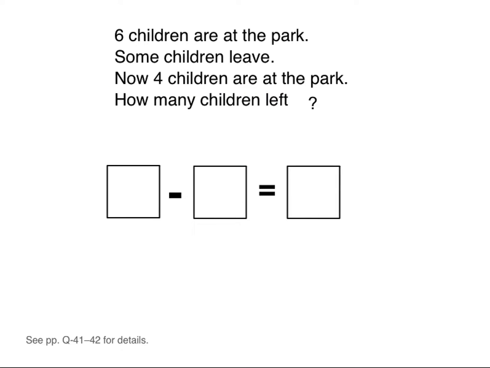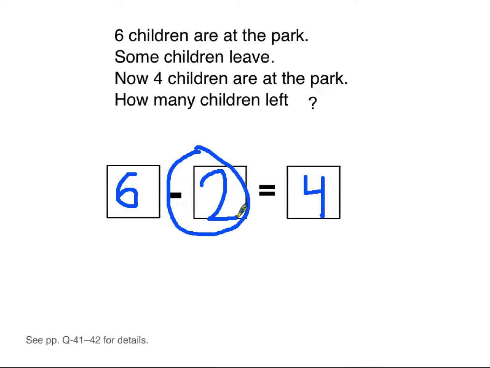How many children left? Well, we know we started with 6, so we should start with 6. Some children left, so we have to figure out this one. And 4 kids are left over at the park. So we could do 6 take away 4, start at the 6, count backwards 4. Or we could, since 4 is pretty close to 6, grab the 4 and count to the 6. You should get the same number. I'm going to grab 4 because counting forward is easier. 4, 5, 6. And I have 2 fingers up.